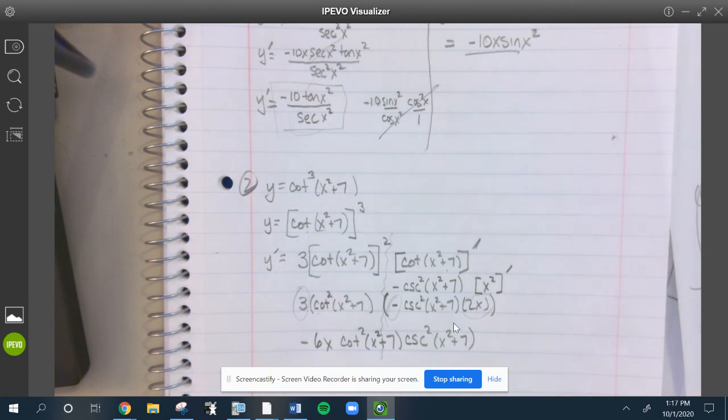Again, if you change it to sines and cosines, which you can, you would have gotten negative 6x cosine squared x squared plus 7 over sine to the 4th x squared plus 7. That doesn't really simplify things. So that's it for the trig. Make sure you practice what you need to.